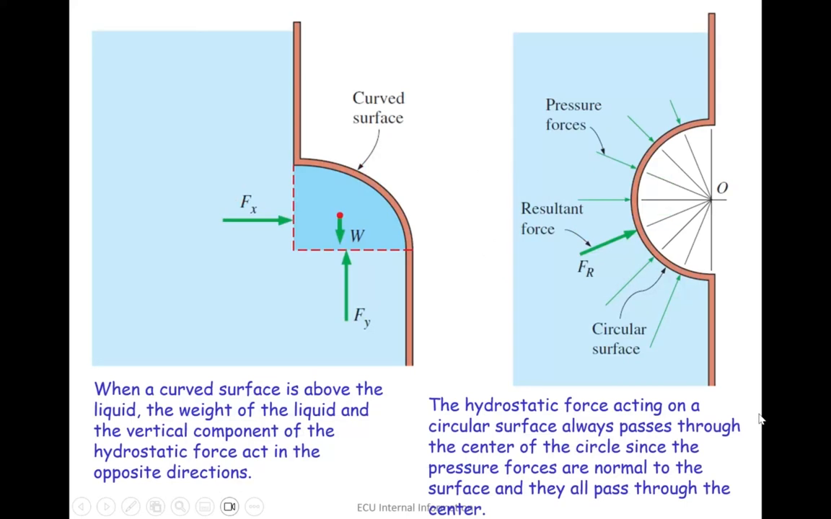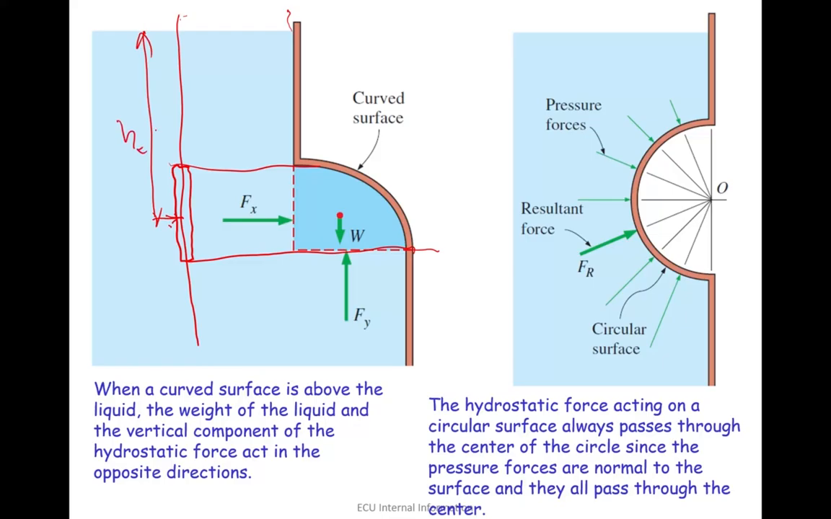Now, this is another case, the figure on the left-hand side, that I want to explain, and this is also important. Again, for horizontal forces, we just draw a line, project this curved surface onto this vertical line and treat it as a vertical plate, and then work out where the centroid is, from HC, and the area would be the projected area.